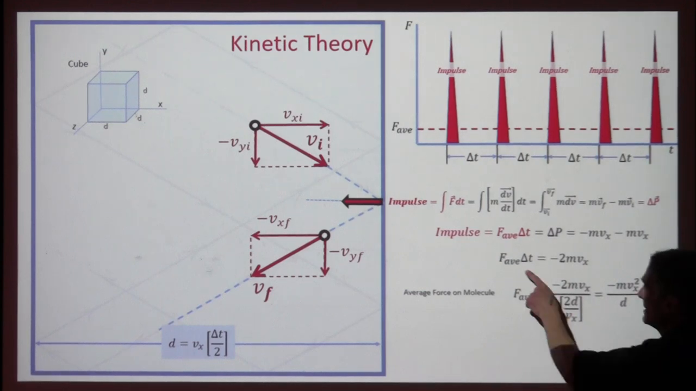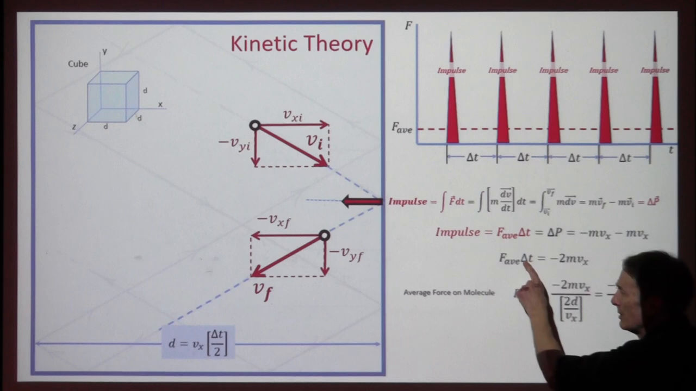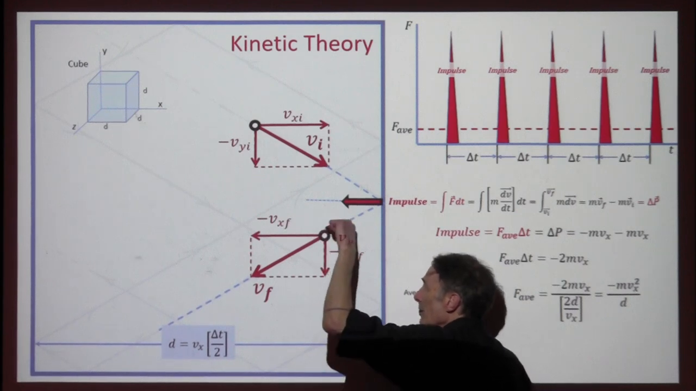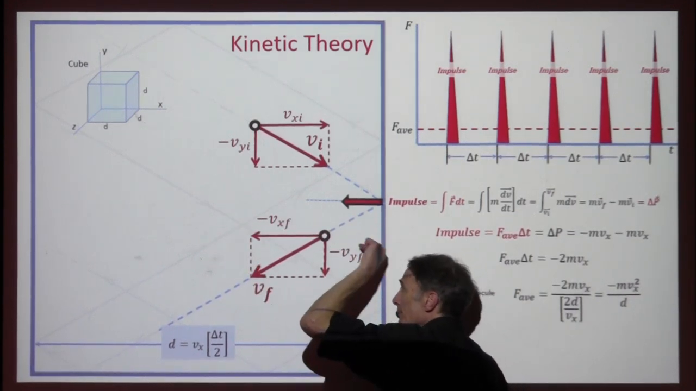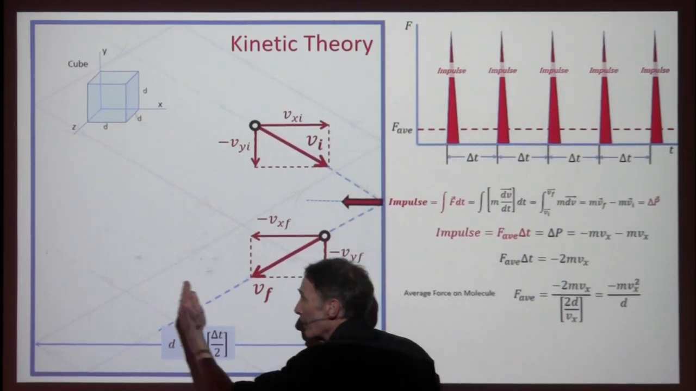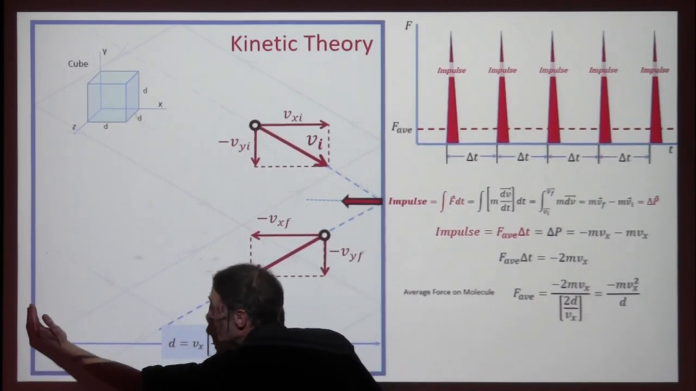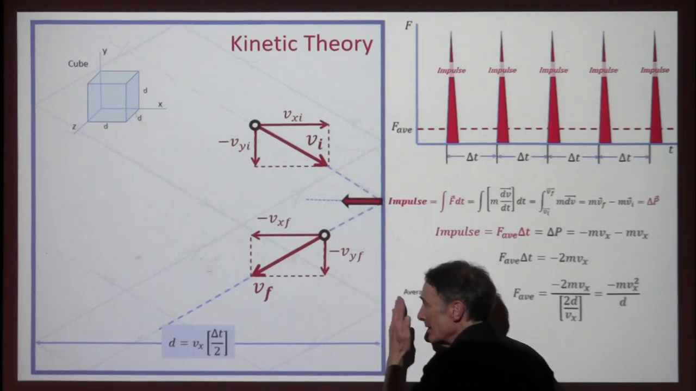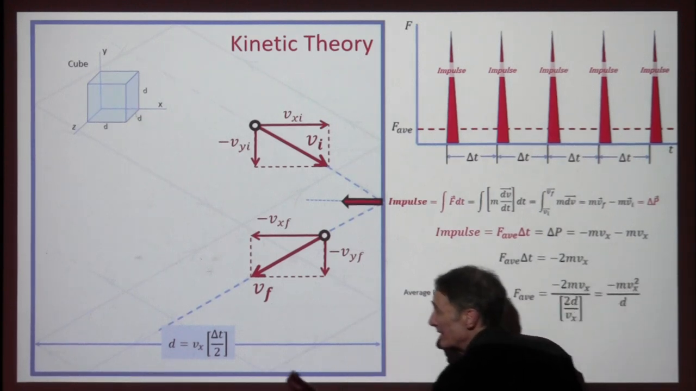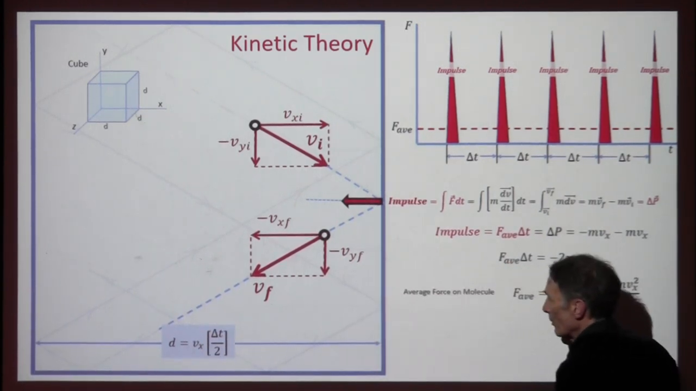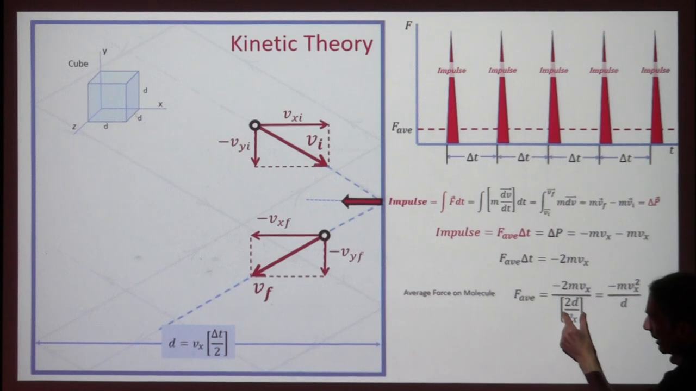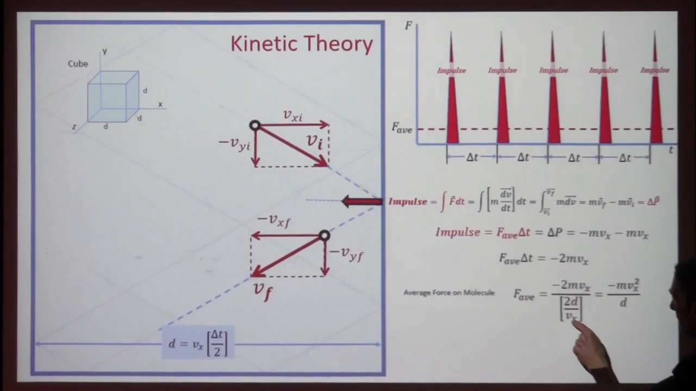Now, it happens every delta T. Now, you think about this thing. The faster that it's moving, it's going to come back. And looking at just the x motion, it's got a velocity in the x direction. That velocity times, let's say, half the time it takes to get back, it's going to go out to one wall, and the rest of the delta T is going to come back. So delta T is the time it takes to go out and come back and hit the wall again. It's just distance is velocity times time, so delta T is 2d divided by v sub x.